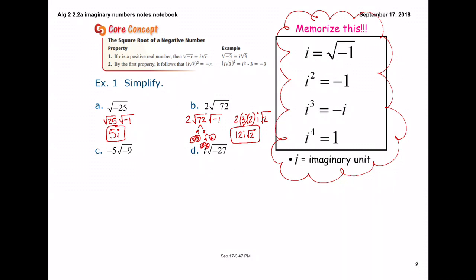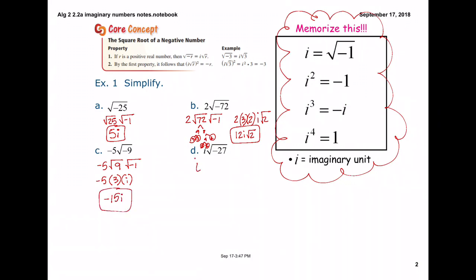When we simplify example C, we have negative 5 times the square root of 9 times the square root of negative 1. Negative 5 times 3 times i gets us negative 15i.